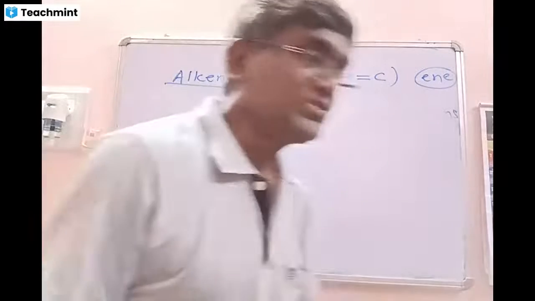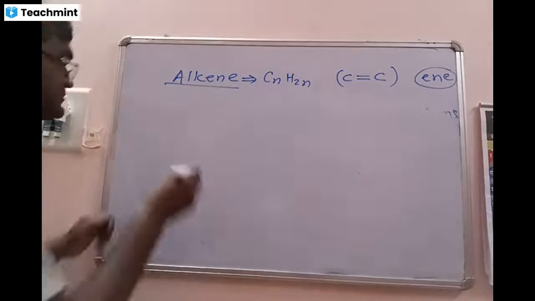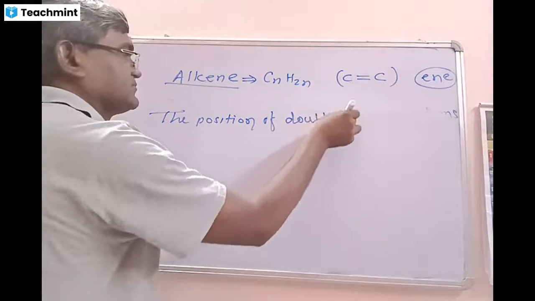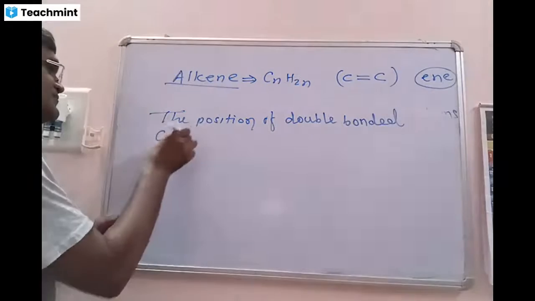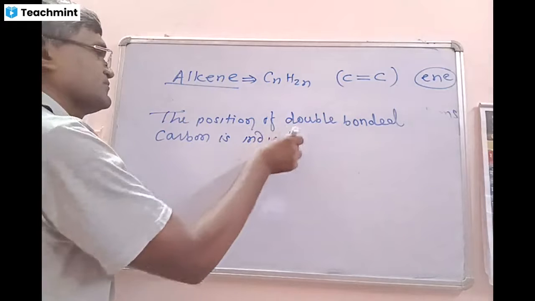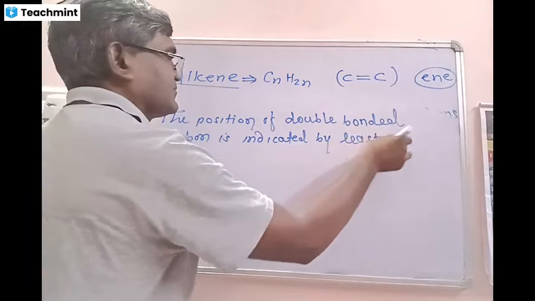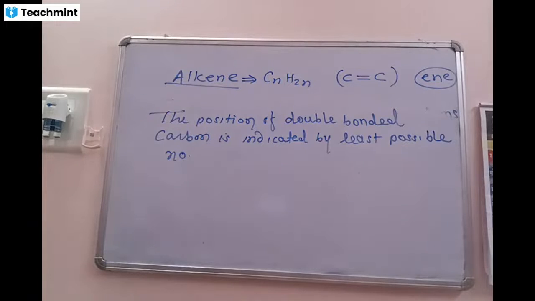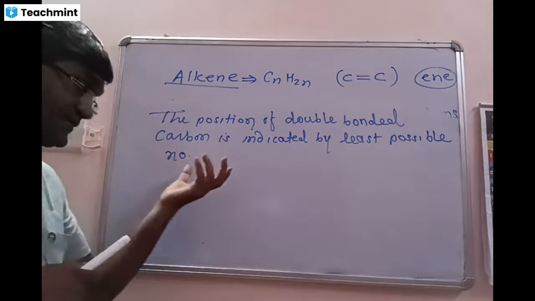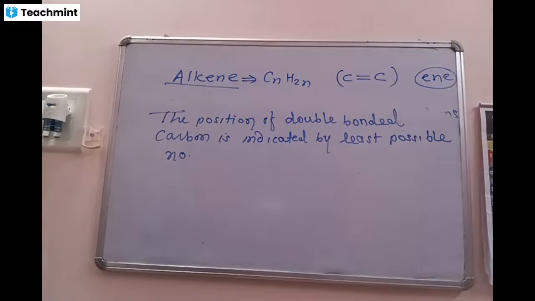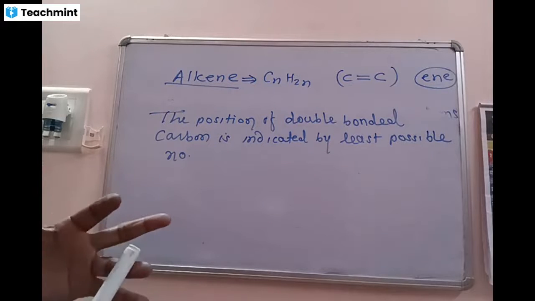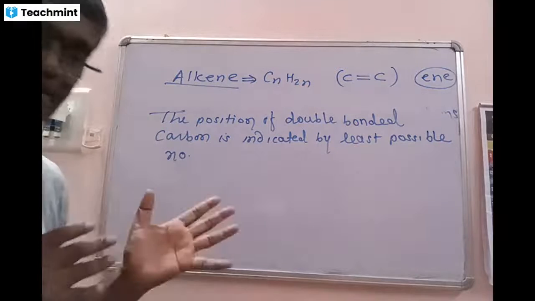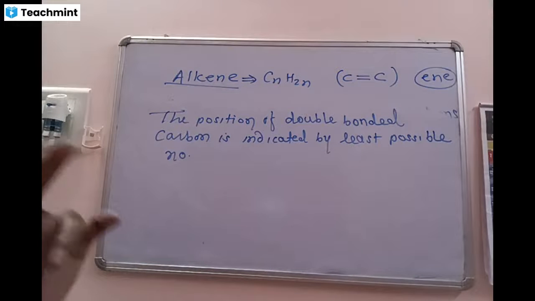Now the very first task is the position of the carbon carrying the double bond. Importance is being given to which thing? The double-bonded carbon gets priority first. That carbon carrying the double bond should get the least possible number from either end. Do the numbering from left or right in the longest chain, but your double bonded carbon should get the least possible number.